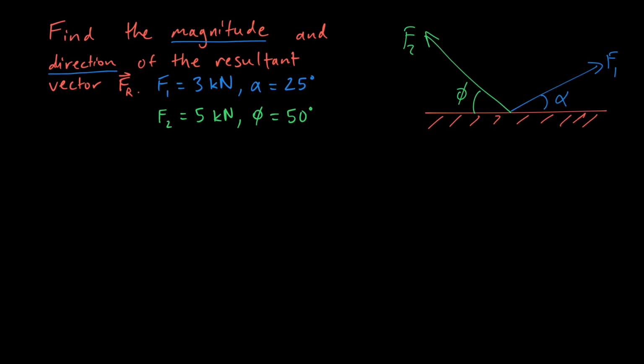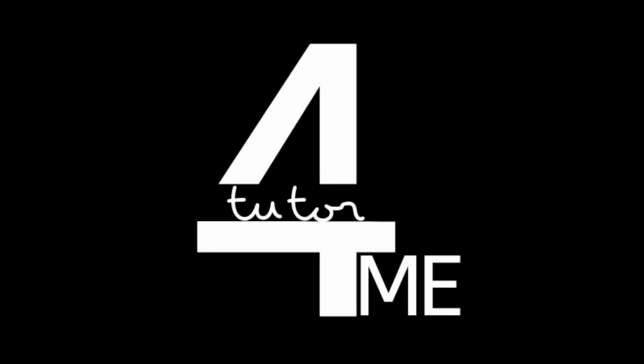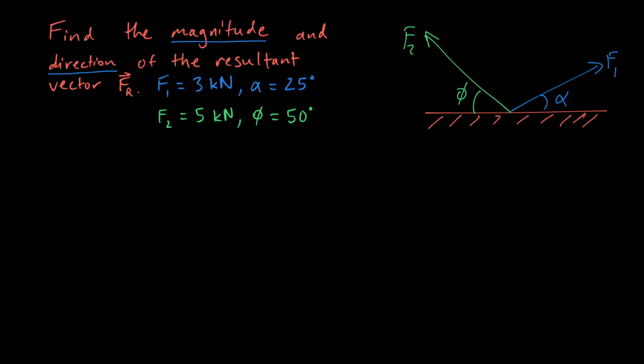Welcome back. Today we're going to look at an example of how to add vectors using the tip-to-tail method and the law of sines and the law of cosines. First, I'd like to begin by discussing the law of sines and law of cosines, as we have not touched on that yet. Allow me to start by drawing a triangle here for reference.